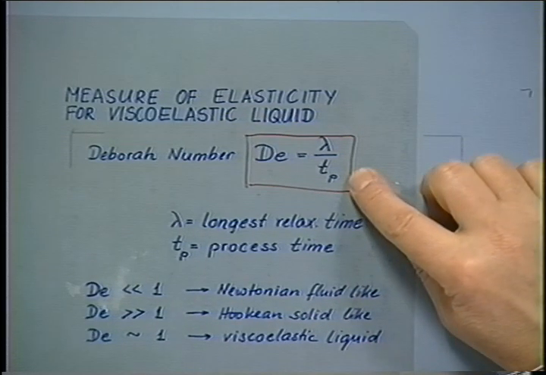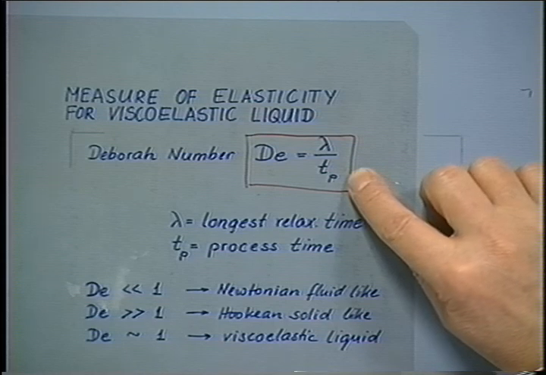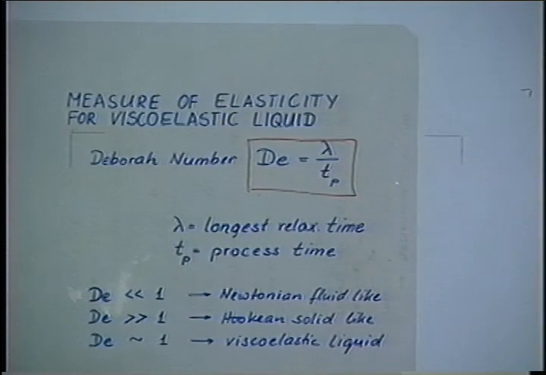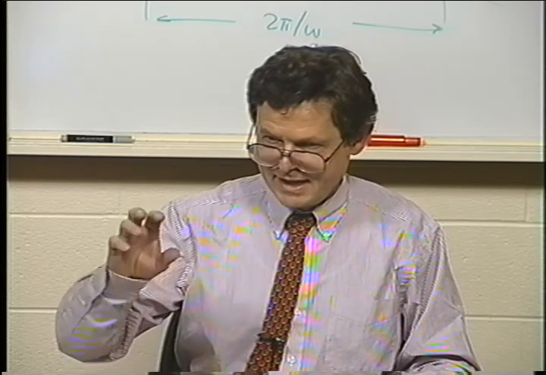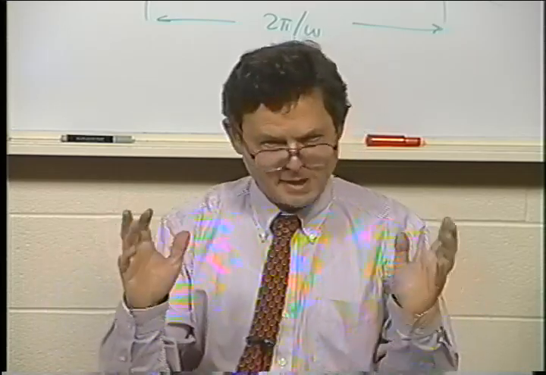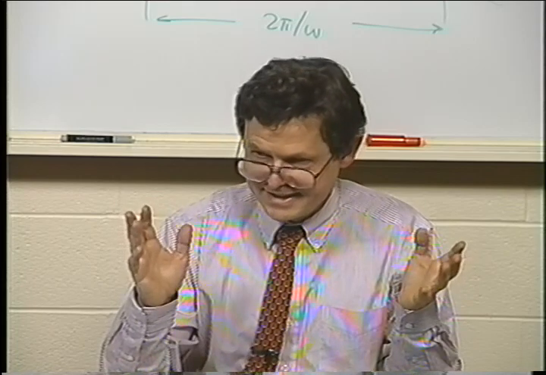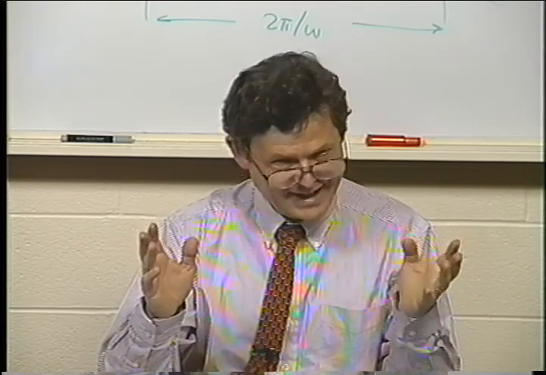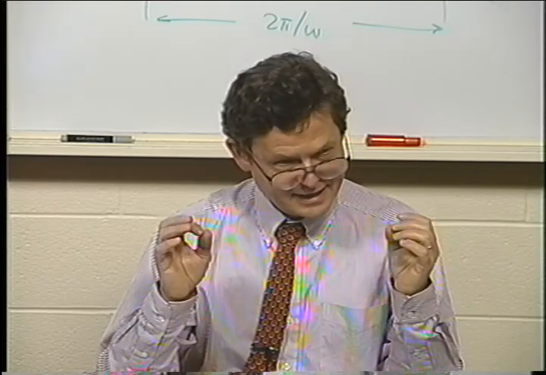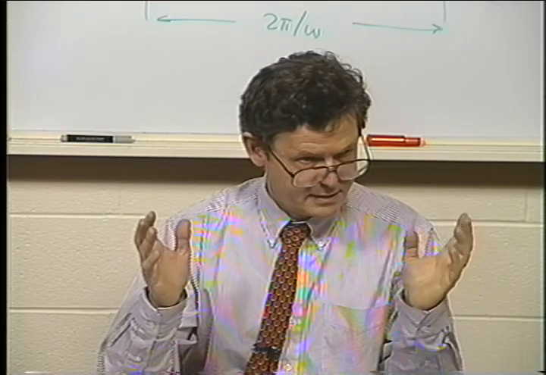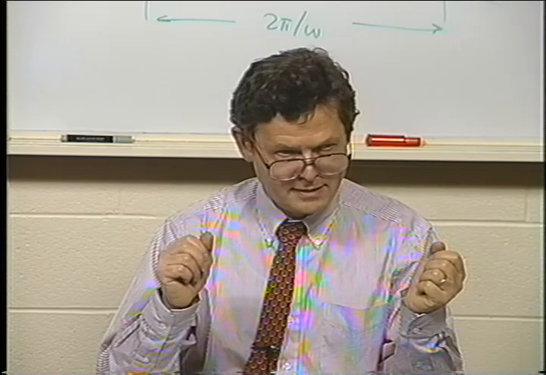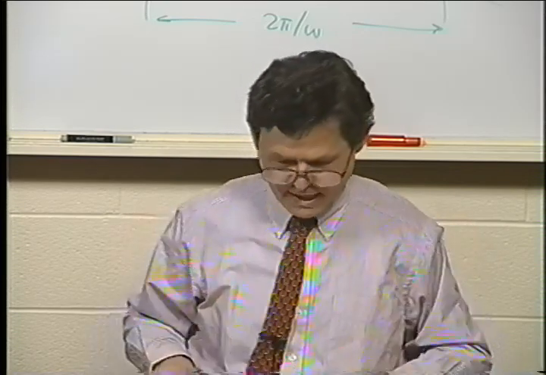And the process time depends on your specific experiment. In this example, the process time was given by the period of the bouncing of the material. So that was the first concept which I want to introduce. You cannot say the material is elastic or the material is viscous by itself. You always have to say under which conditions. Under those conditions, the material is elastic. In other conditions, it's viscous. And the characteristic parameter which allows you to distinguish between those is the Deborah number. It's the most important dimensionless group for applications in rheology. Okay?